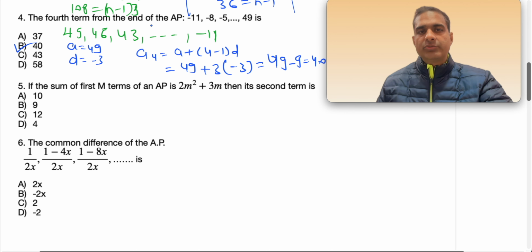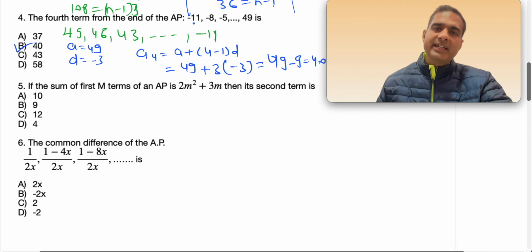So what concept did we use in this question? That if there is any arithmetic progression, and we reverse that series, then that will also be an arithmetic progression, and the constant difference will be of the opposite sign to the constant difference from the beginning.